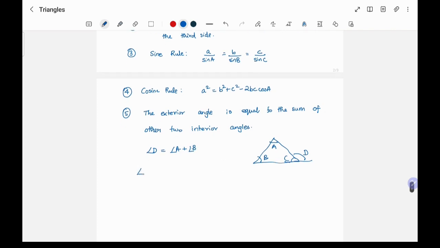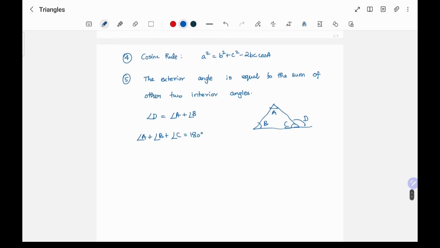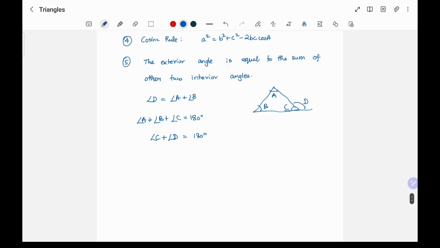So how do you prove it? We know angle A plus angle B plus angle C is 180 degrees because the sum of angles of a triangle is 180 degrees. And we also know C and D form a straight line. So angle C plus angle D is 180 degrees. So you can just subtract both sides. You will get angle A plus angle B minus angle D is equal to 0. So angle D is angle A plus angle B.